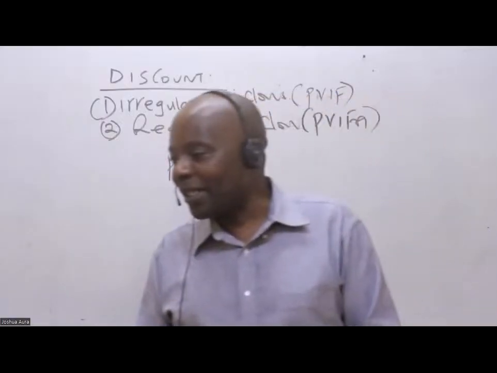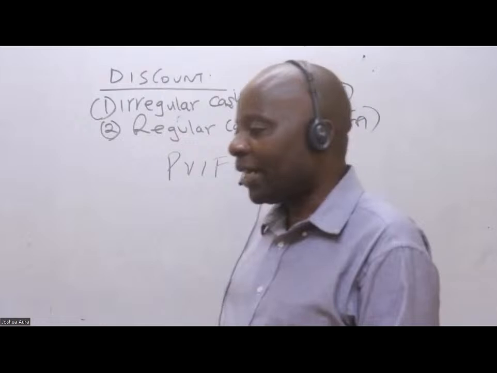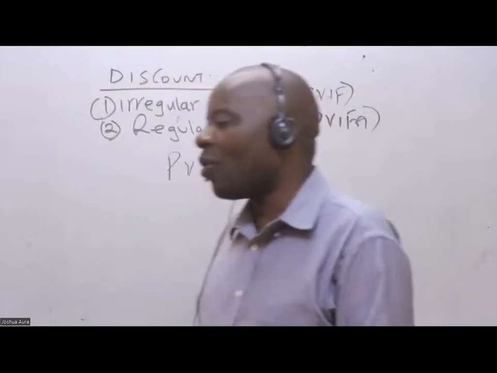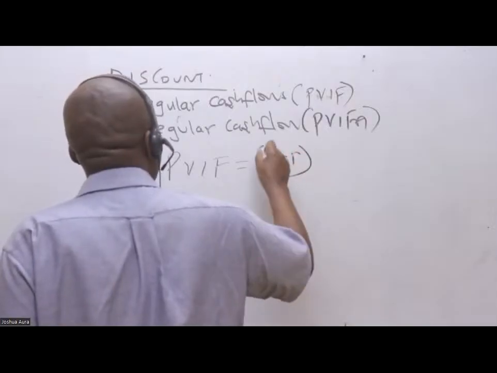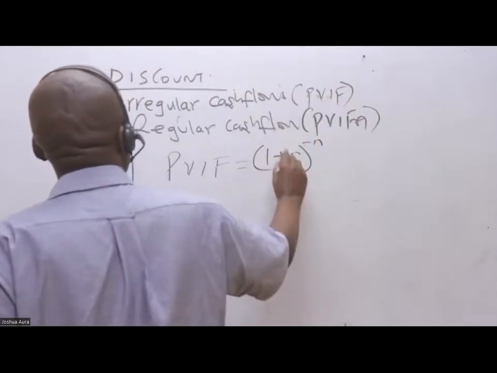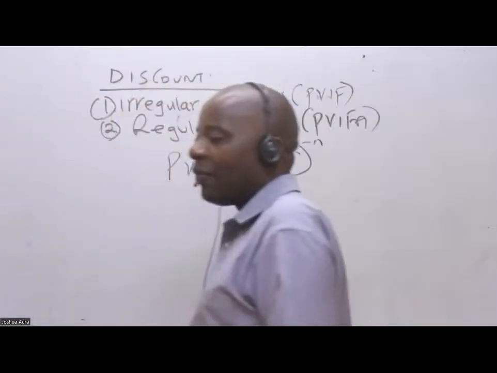I can see what Macharia is writing there. Macharia, you are using a negative somewhere wrongly. PVIF is the easier formula. It is 1 plus R raised to negative N. Please, inside there is a plus.